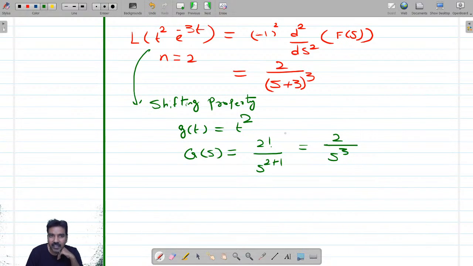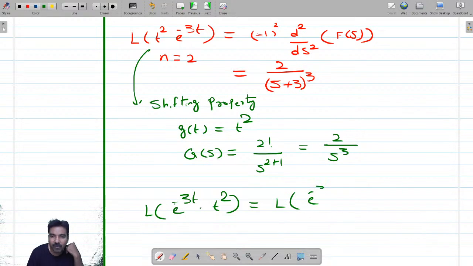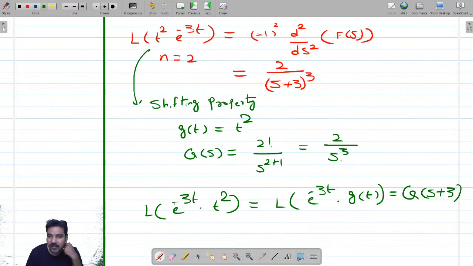This is nothing but 2 by s cube. But I want Laplace of e power minus 3t into t square. This is Laplace transform of e power minus 3t into g of t, where t square is assumed as g of t. Am I right? So apply the shifting property. This becomes g of s plus 3, because here a value is minus 3. So replace s by s plus 3. You will get 2 divided by s plus 3 whole cube.